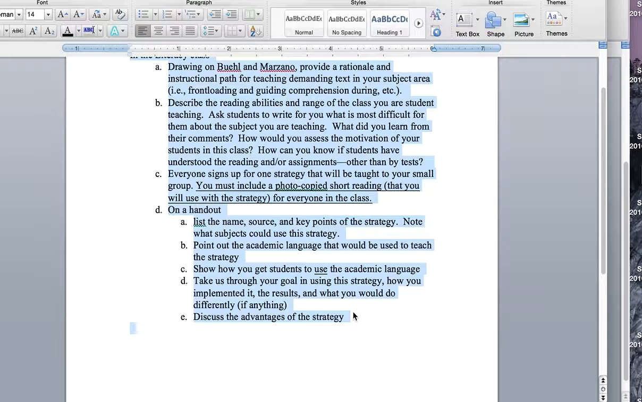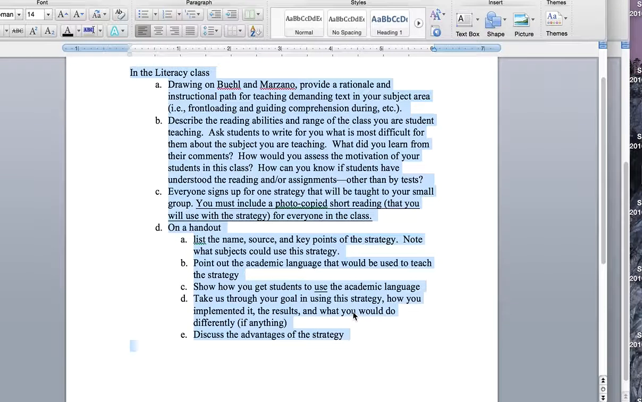And again, for our purposes, it didn't make sense to, on the handout for you all, list all the different key points of the strategy and point out different academic language. But if it does make sense for your students to identify the academic language and to remind them, and perhaps in a word bank at the very top of the handout, and to remind them several times to use that language within their conversation with their partners and in a whole group, then please do use that.